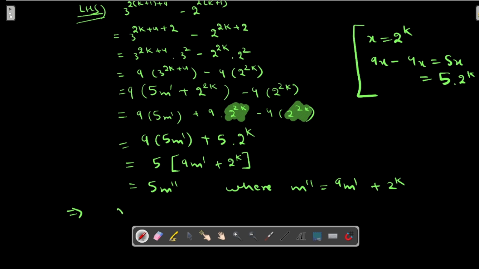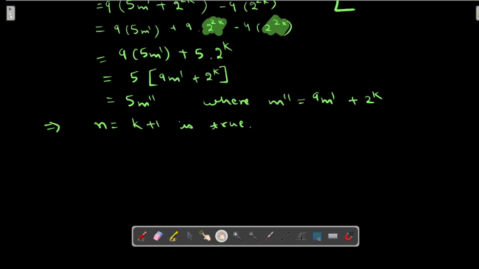This implies n is equal to k plus 1 is true. Okay, so can I say, therefore, by mathematical induction, the given statement is true for all natural numbers n.